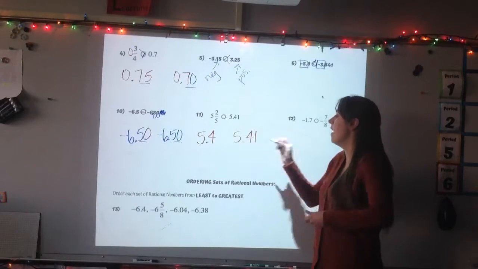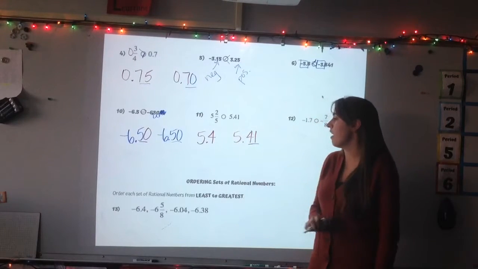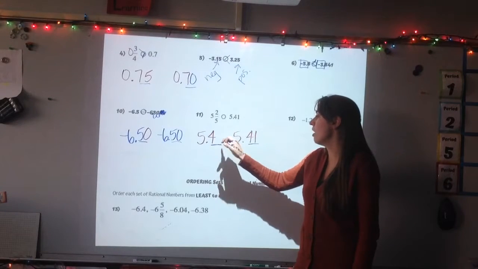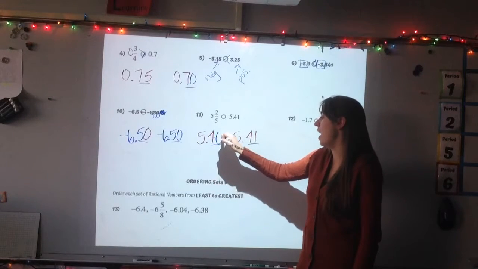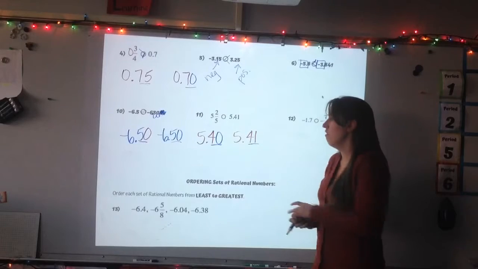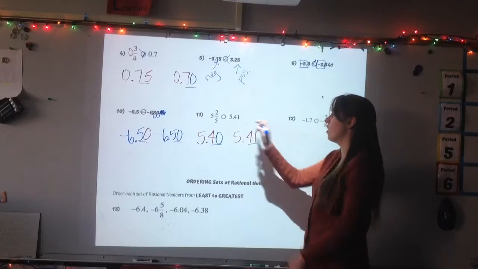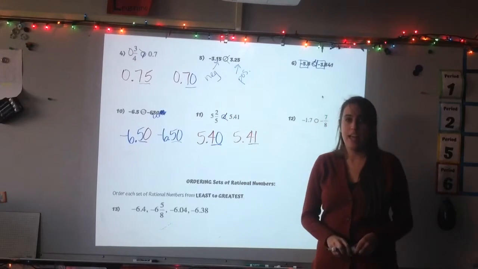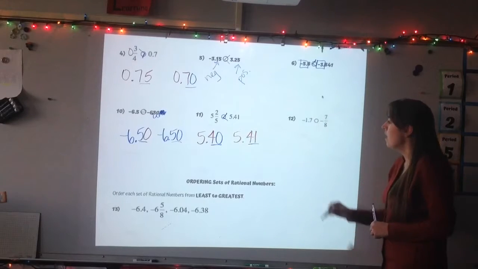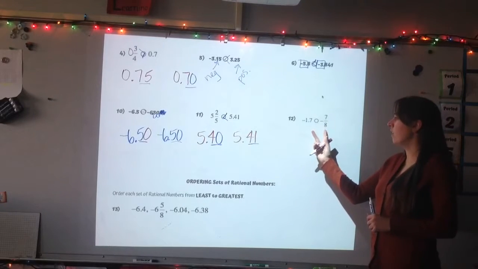Again, now when I compare, this has 2 numbers after the decimal point, so I need 2 numbers after the decimal point here. So I'm going to add a 0. 40 is smaller than 41, so it is less than. Okay? And then last one, just comparing here.